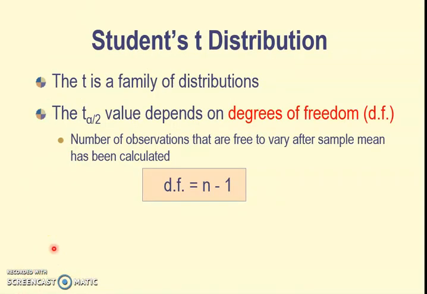In order to find the critical value from the student's t distribution, we need to know another concept, which is the degrees of freedom, because the value for t alpha over 2 depends on df, degrees of freedom. So degrees of freedom means the number of observations that are free to vary after the sample mean has been calculated. So the formula for degrees of freedom is n minus 1.